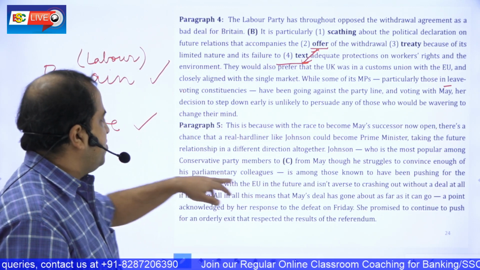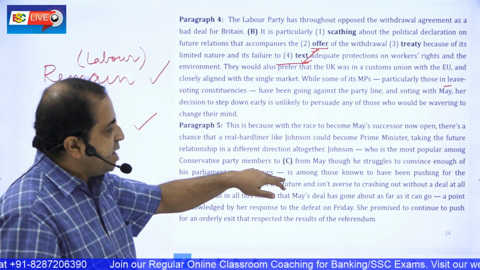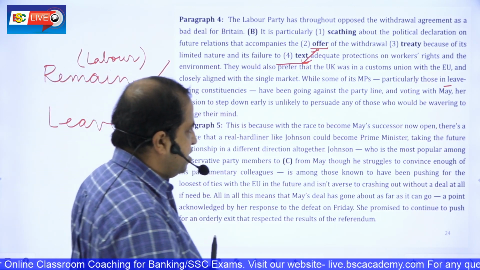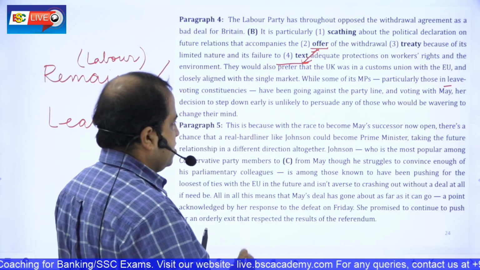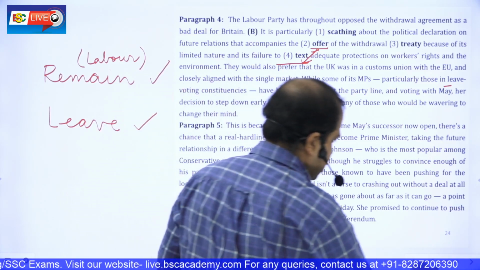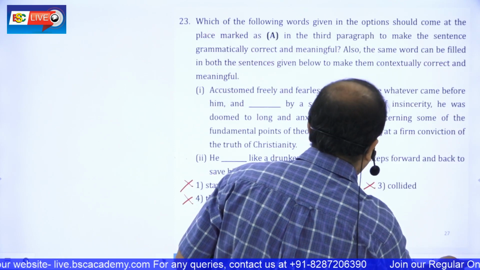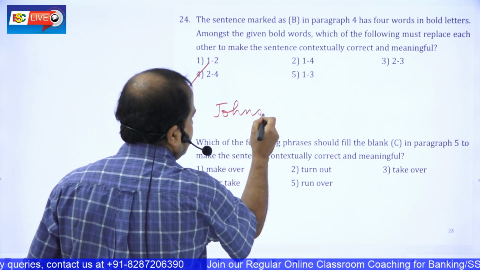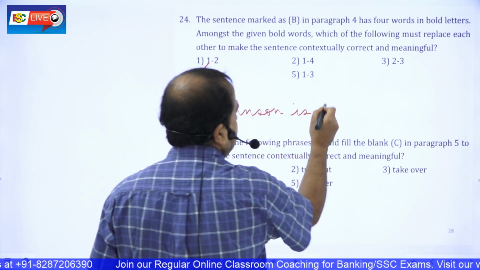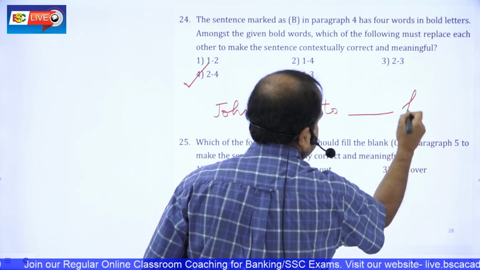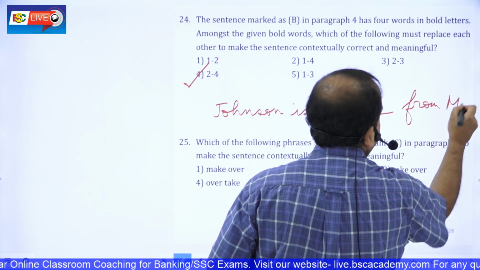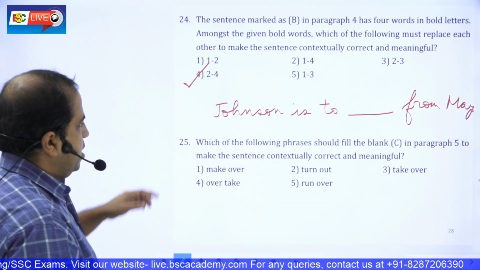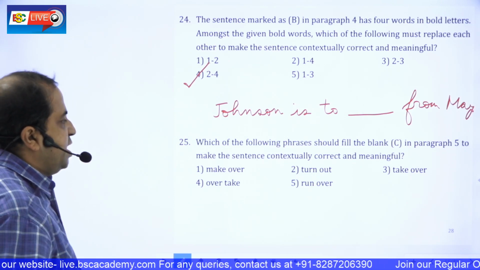Johnson, who is the most popular among Conservative Party members, is to dash from May. So the sentence is: Johnson is the most popular to dash from May. Let us write it here. Johnson, most popular we can leave out, is to dash from May. May, of course, is Theresa May, and Johnson is Boris Johnson. So Boris Johnson is to dash from May.